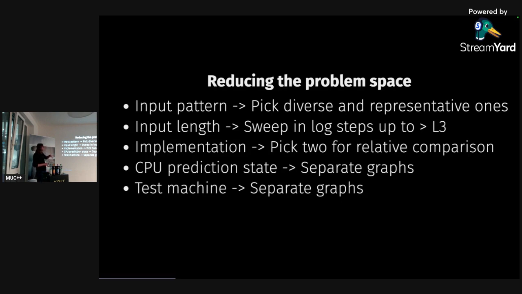So the input pattern, I pick a couple diverse and representative ones. So they should highlight different areas, strengths and weaknesses, but they should also be kind of realistic. There shouldn't be something that's only going to show up in a synthetic benchmark.